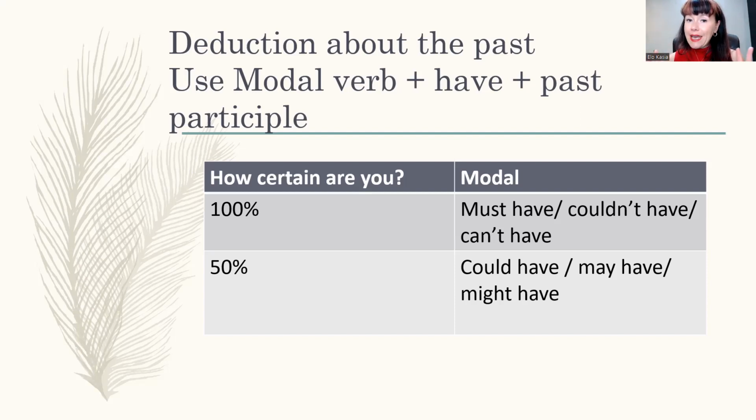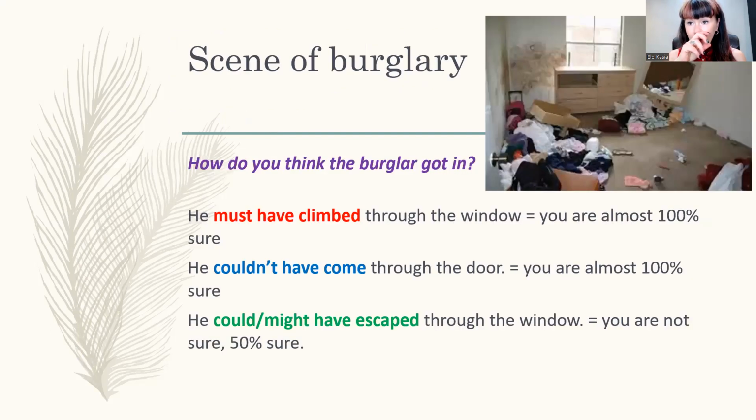Okay, so again, it depends on how certain you are. If you are 100% certain, you use must have or couldn't have or can't have. And if you are only 50% certain, so not certain at all, you say could have, may have, or might have. So it's very similar to using modal verbs in the present, but you need to remember have and past participle to make sure that you talk about the past, not the present. Okay, so have a look.